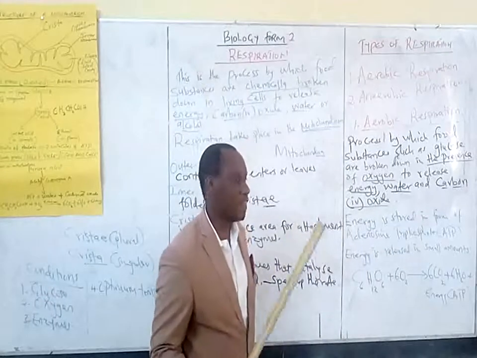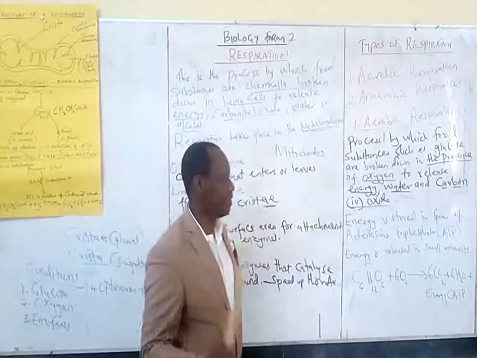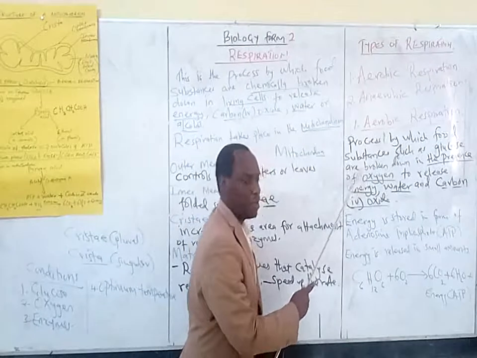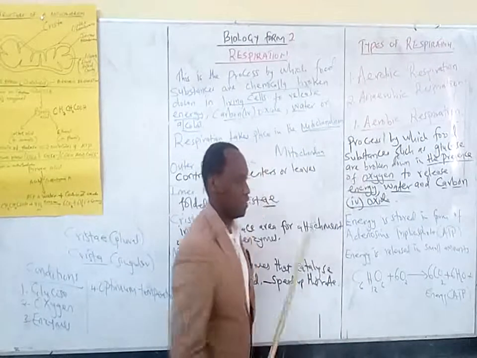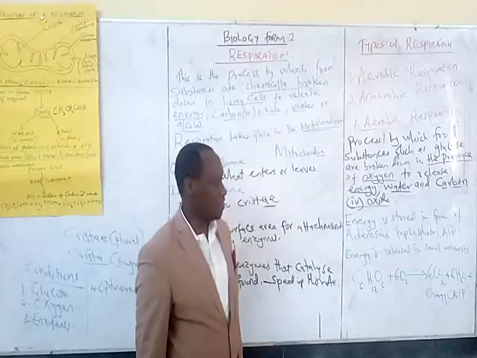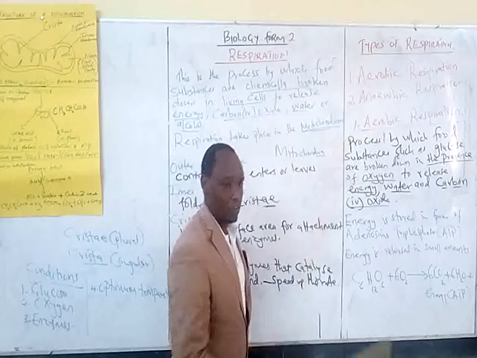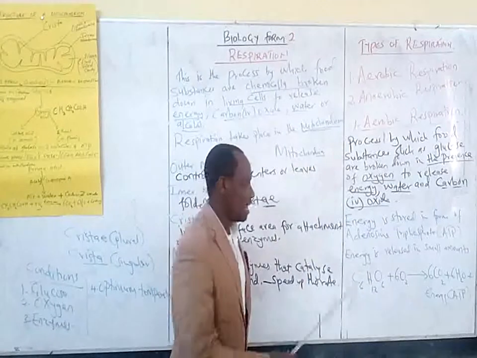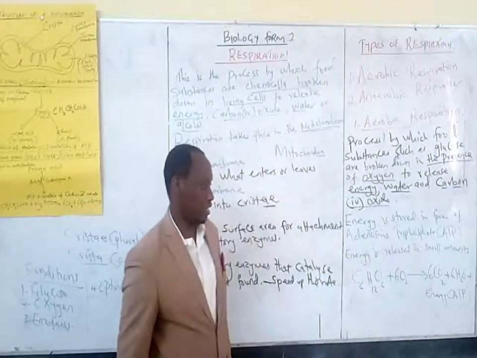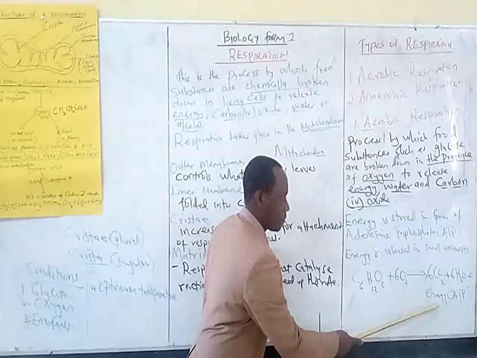I've said again, the emphasis is the presence of oxygen. And what are the products? One, energy, which is in the form of adenosine triphosphate. Number two, water. Number three, carbon dioxide. That is the summary of aerobic respiration. And I've said that this energy is stored in the form of adenosine triphosphate. And I've given a summary equation here in the presence of oxygen.